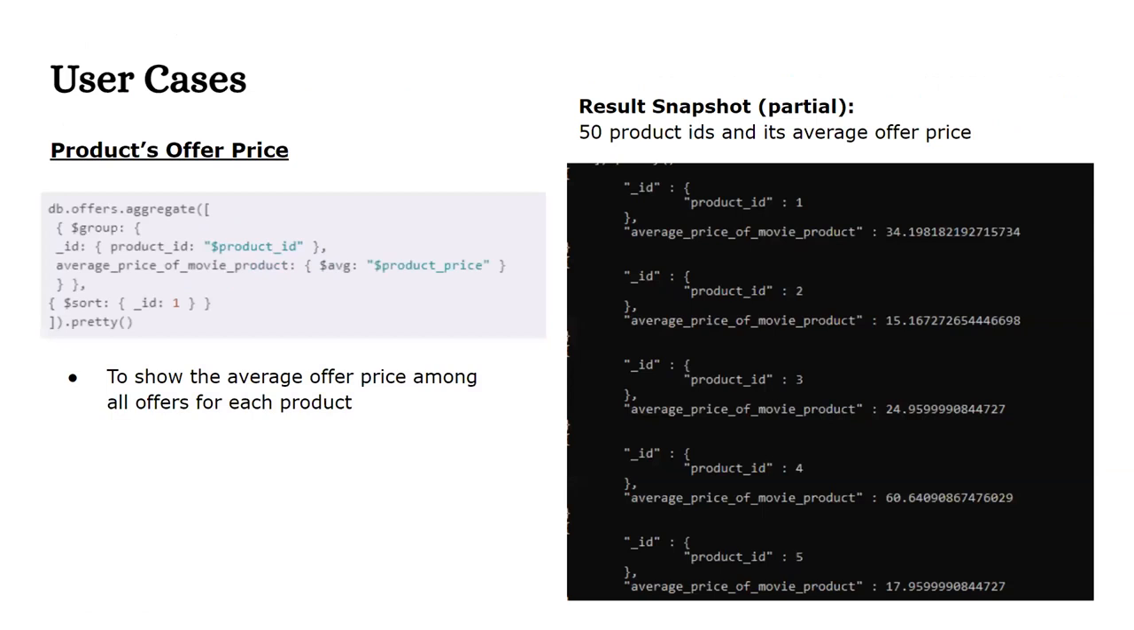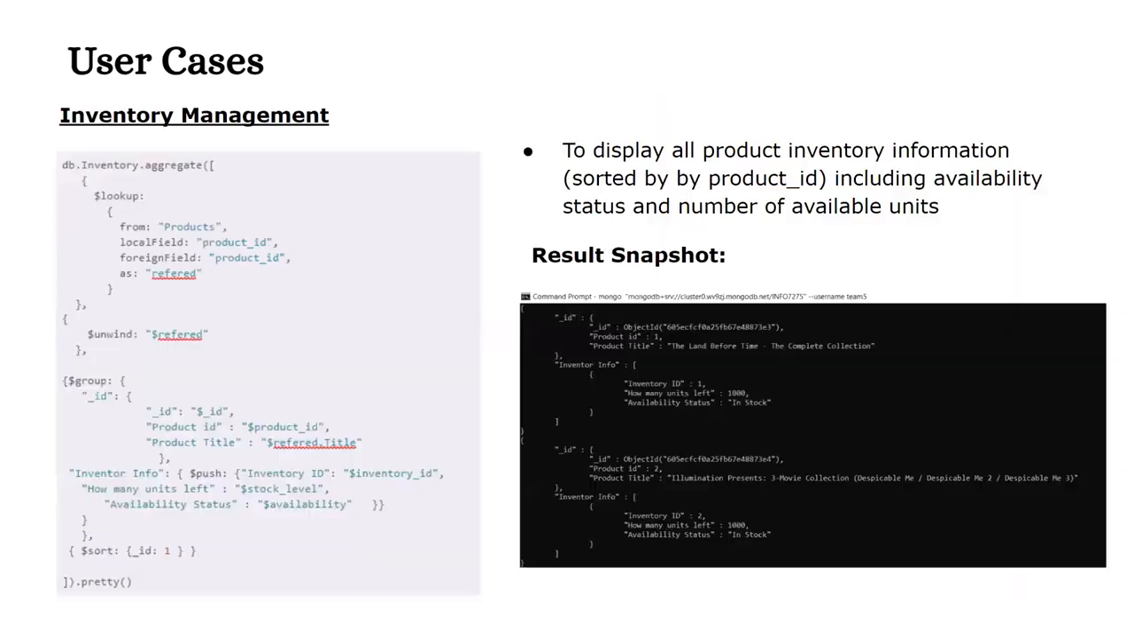Next, we have products' offer price, summarizing the average offer price of the 50 bestsellers. Next. For the inventory management, we have all the products' inventory information such as inventory ID, current inventory amount, and status. Users can easily check the inventory for the product. Next slide.